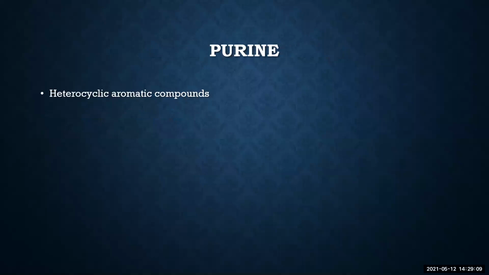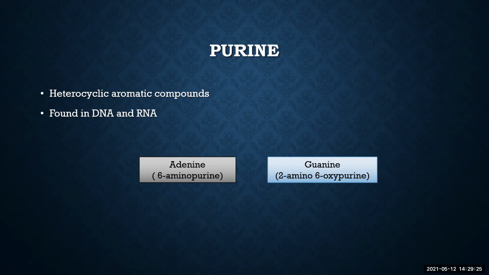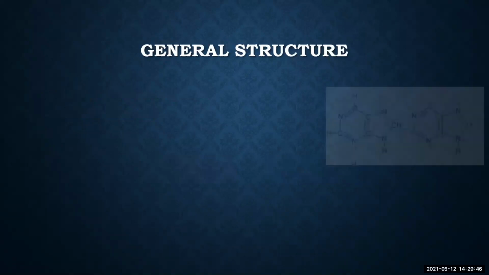Again, purines are also heterocyclic aromatic compounds, and they are found in both DNA and RNA. Examples include adenine and guanine, which are found in both DNA and RNA. The chemical names of adenine and guanine are given below. The chemical name of adenine is 6-aminopurine, while that of guanine is 2-amino-6-oxypurine. Now, these chemical names are very important when we are learning about the structure of these molecules. Right. So, the general structure of purine.